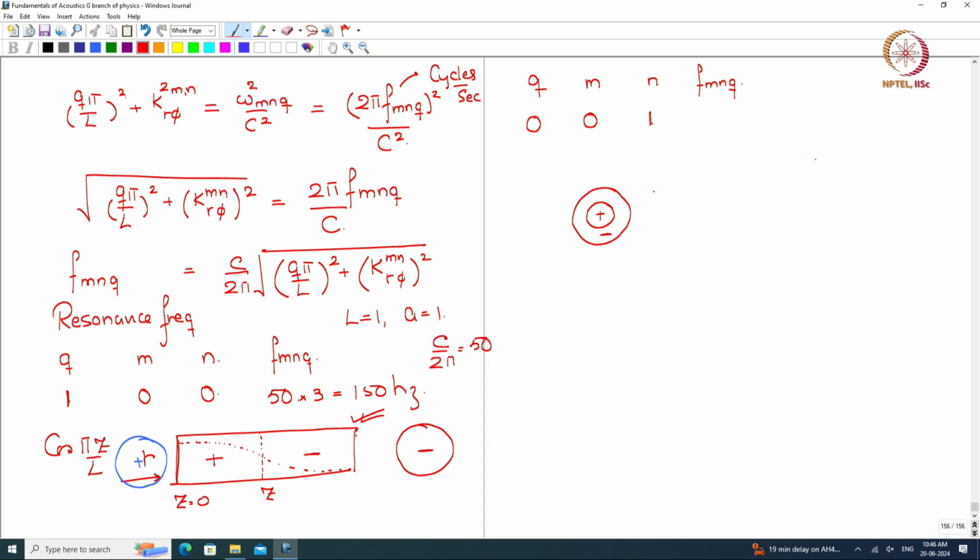So in parallel, if I draw, okay, this is the z direction, then this thing cuts here, this cuts here. So in between I see a plus, here a minus, here a minus, and no change along z. Why? Q is 0.